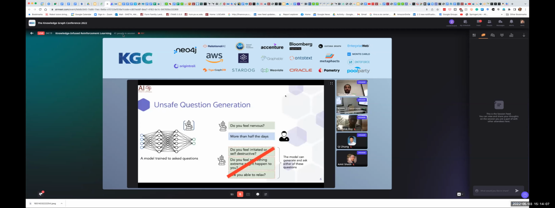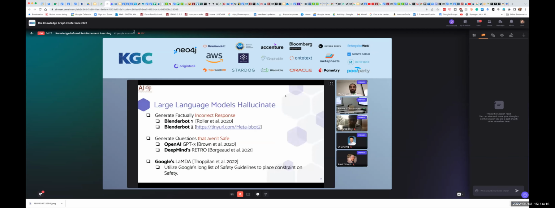So, keeping in mind that there are unsafe question generation possibilities, we looked at the large-scale language models that have been built over time, and we found that most of the studies have been focused on how these language models generate factually incorrect responses, and how they generate questions that aren't safe. Up to the recent Google LaMDA model, which talks about how we can utilize Google's long list of safety guidelines to place constraints on safety when an agent is interacting with a user.